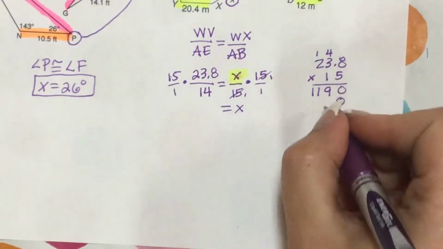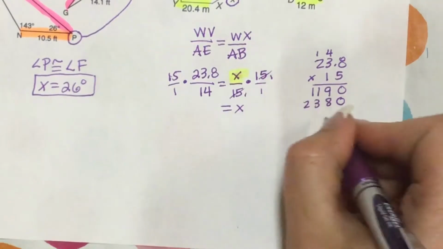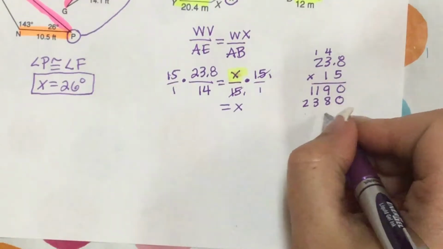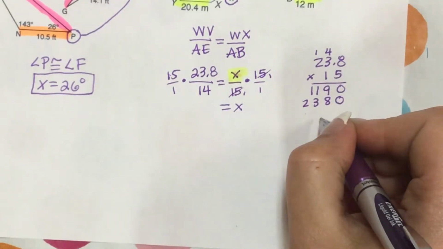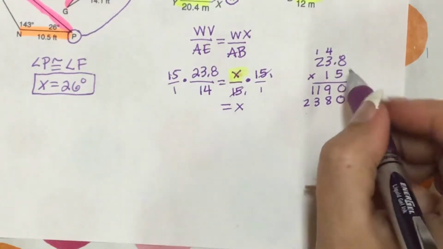1 times 8 is 8. 1 times 3 is 3. 1 times 2 is 2. And now I just add. Hold on, I'm going to check this on top.